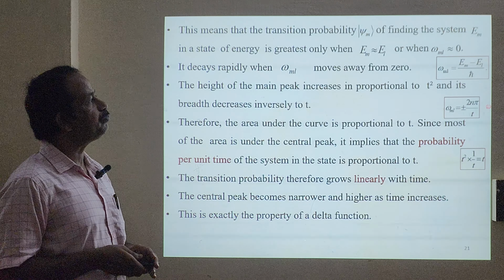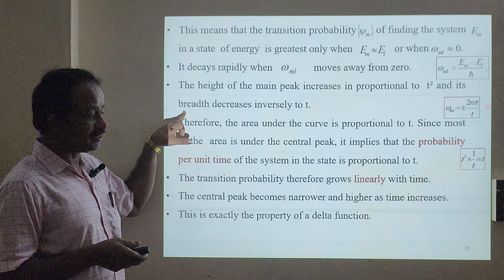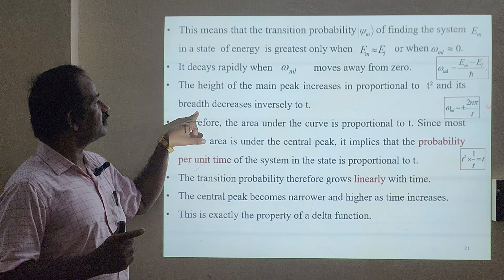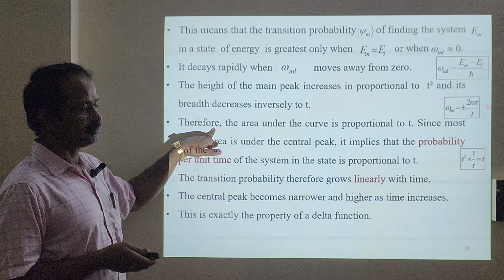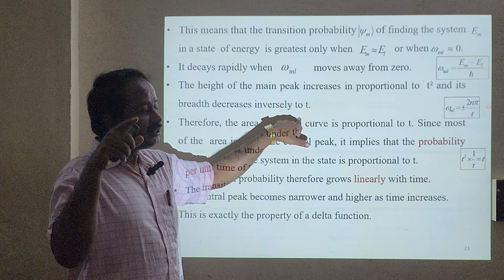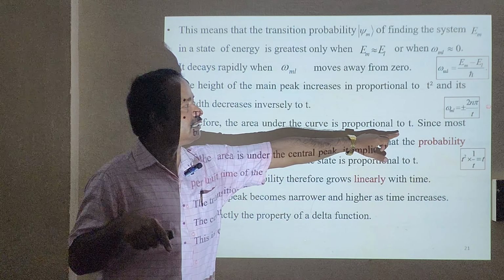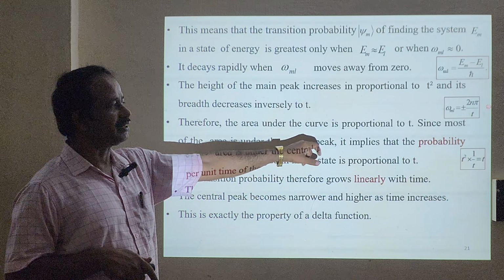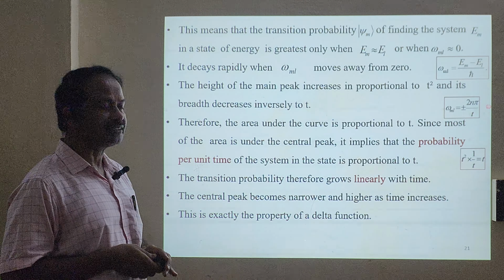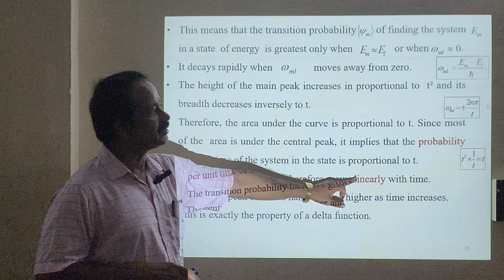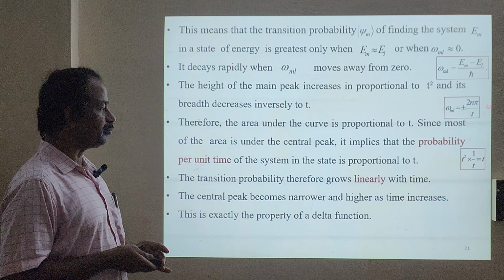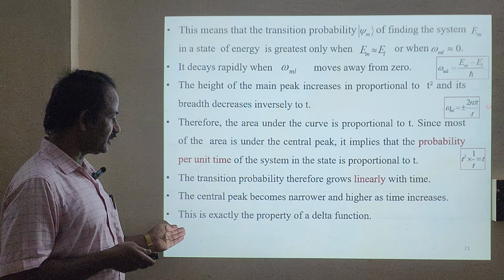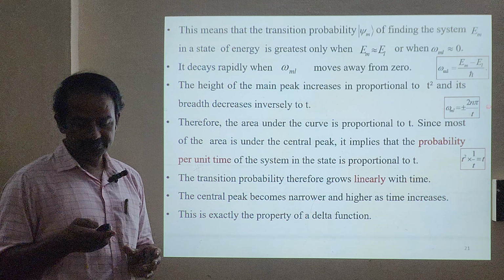The height of the main peak increases in proportion to t squared, as we discussed earlier, and the breadth decreases inversely to t. Therefore, the area under the curve is proportional to t, since t squared multiplied by 1 by t gives us t. Since most of the area is under the central peak, the probability per unit time of the system being in the state is proportional to t. It varies linearly with time. So the transition probability grows linearly with time, and the central peak becomes narrower and higher as time increases. This is exactly the property of the delta function.